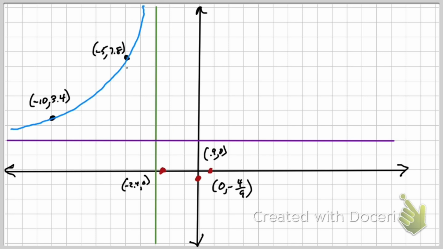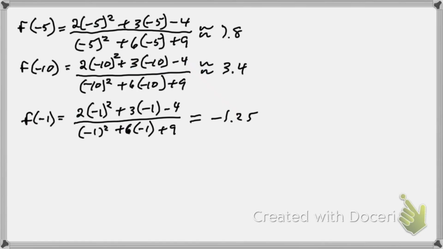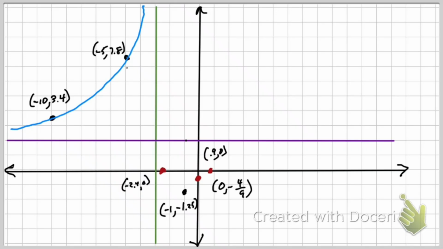Next thing I want to do, I want to find out what's going on between the vertical asymptote and the y-axis. So I'm going to choose the point x equals -1, and let's see what y value we get. All right, when x is -1, y turns out to be -1.25. I'll plot that one, a black dot.